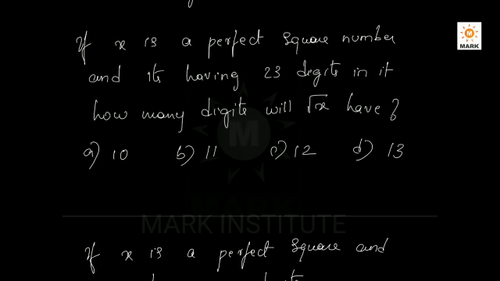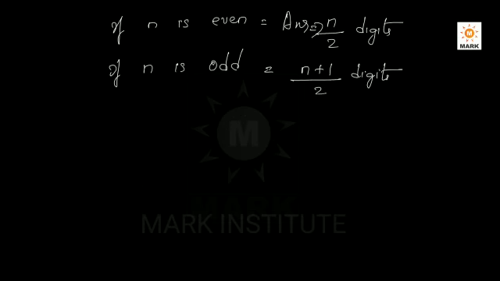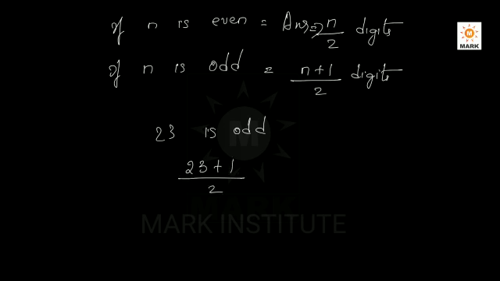That means, look here, X is a perfect square number and it is having 23 digits. Is 23 an even number or an odd number? 23 is an odd number. So how many digits will root X have? 23 plus 1 by 2, that means 24 by 2. It is having 12 digits. So definitely root X will have 12 digits in it.